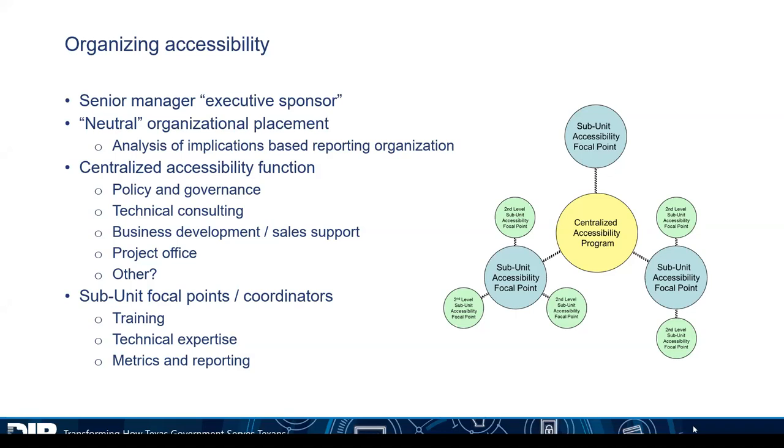You need an executive sponsor. When you pick where this function for the centralized organization goes, you need to find a place, what I call neutral placement. I'm going to talk about that in the next slide. And figure out what you want in that accessibility function that's centralized. Truly there needs to be policy and governance. That's where it should reside. Maybe technical consulting. If you're a private sector organization, you may want to have somebody there on the business development and sales support side, project office. Again, this is going to depend more on the culture of the organization than any list I can generate here. And then the subunit focal points would be responsible for training the people within their organizations, have the technical expertise to help them, and be able to establish and drive metrics, either if they're established through the centralized program or for their own divisions or subunits.